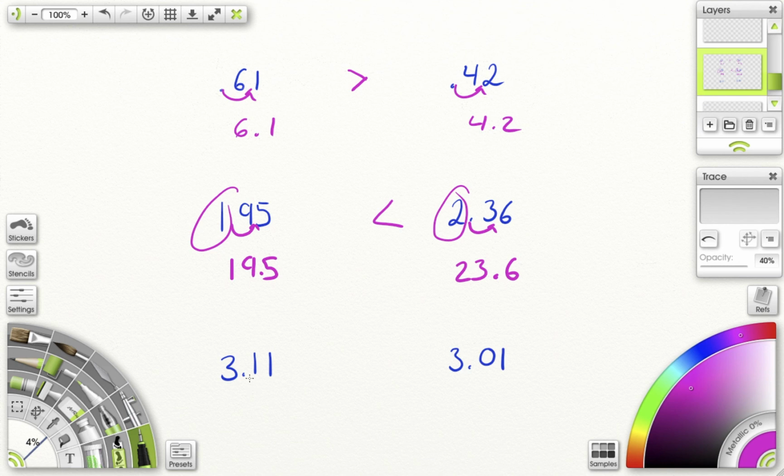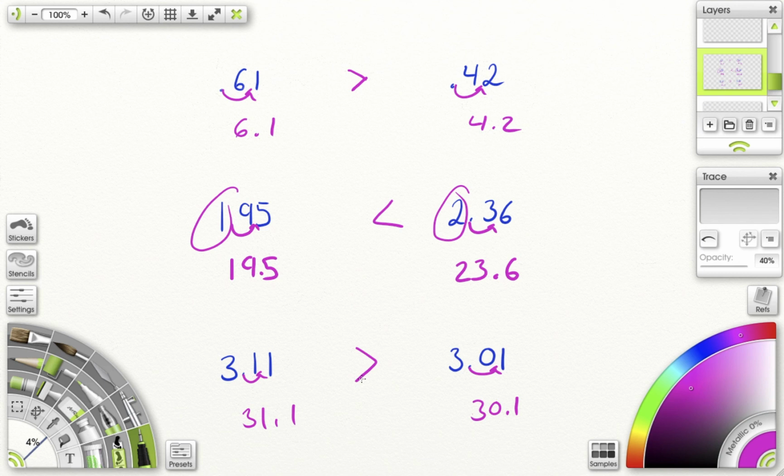Now we have 3.11 and 3.01. First strategy is would you rather have $3.11 or $3.01? $3.11. Next is moving the decimals over. We have 31.1 or we have 30.1. Which one is bigger? 31 is bigger than 30. Or we have 3 and 1/10 and 1/100th, or 3 and 1/100th.